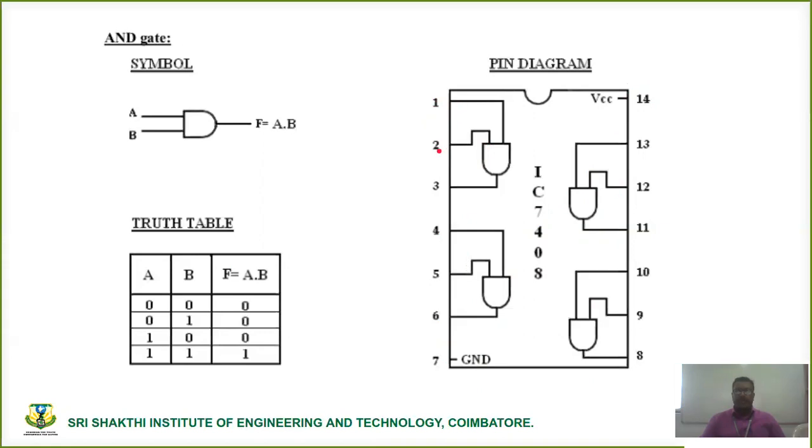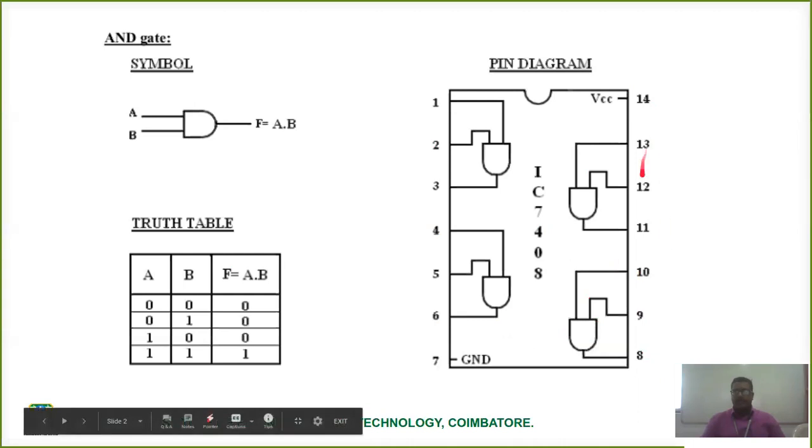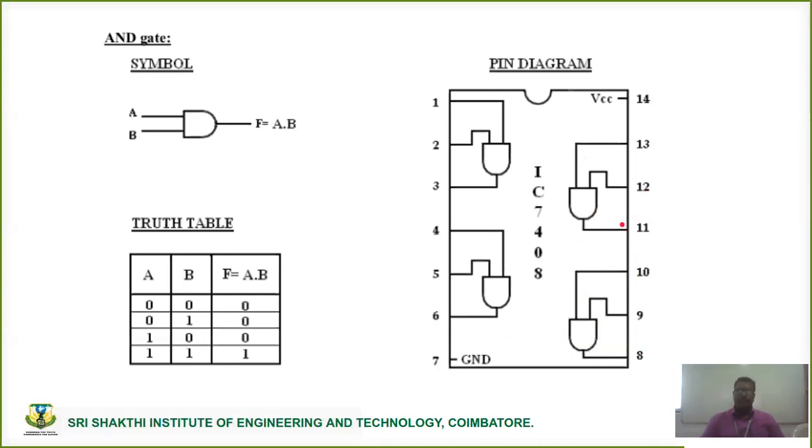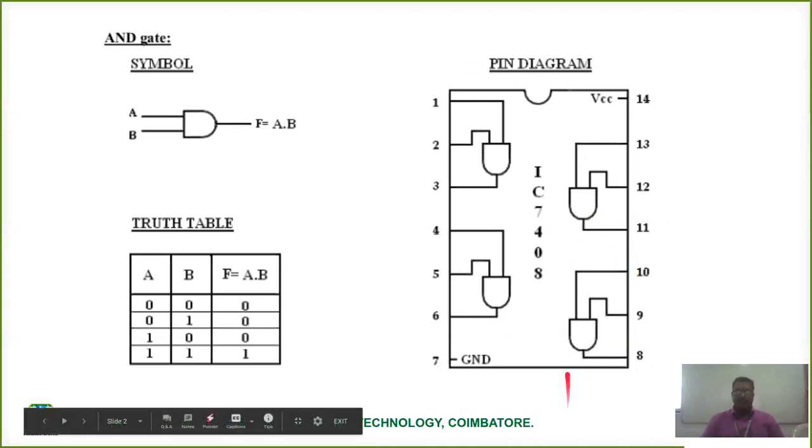Pin number 1 and 2 will be the input of the first gate, 3 will be the output of the first gate, and 4 and 5 will be the input of the second gate, 6 will be the output of the second gate, and 9 and 10 are the input of the third gate, right? 8 will be the output, 13 and 12 will be the input of the fourth gate, and 11 will be the output, right? So this is the pin diagram for 7408.